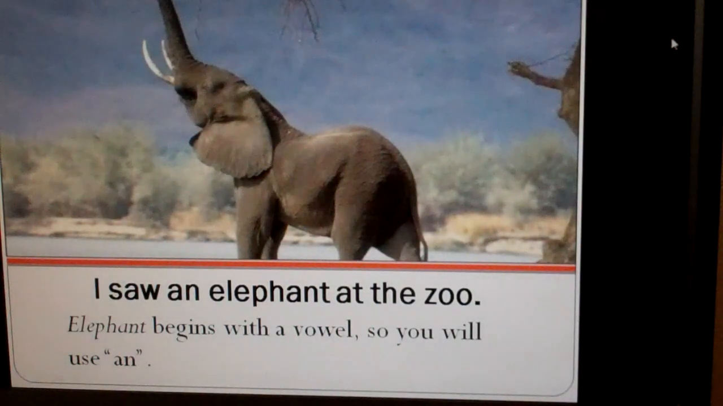Examples of when to use the indefinite article an. I saw an elephant at the zoo. Elephant begins with a vowel, so you will use an.